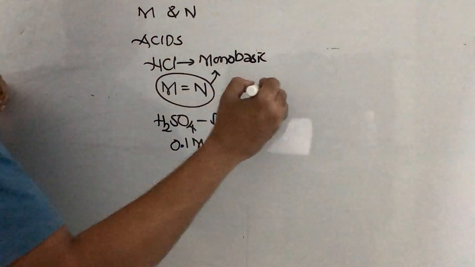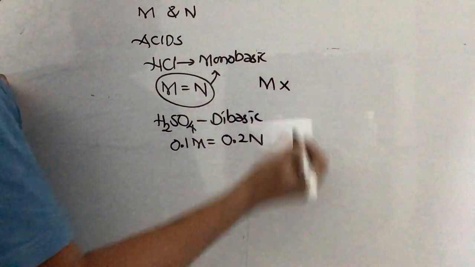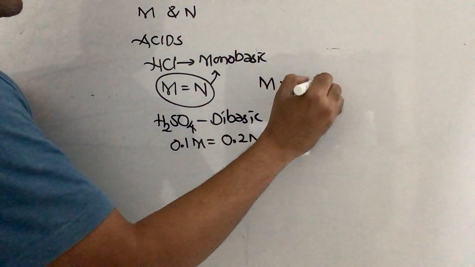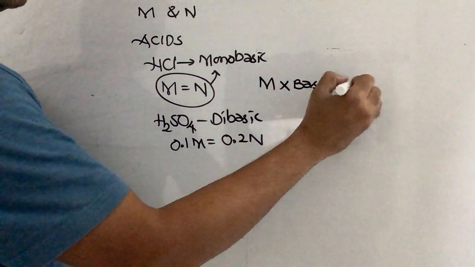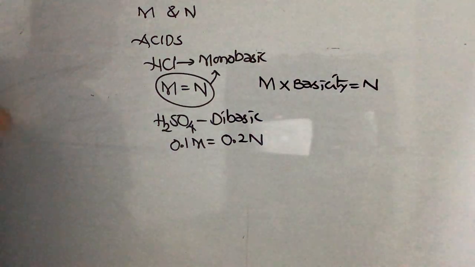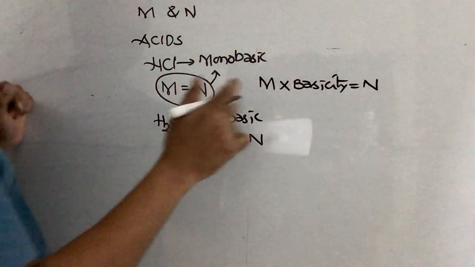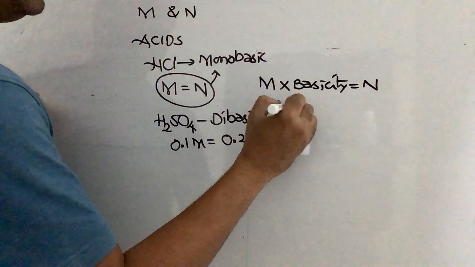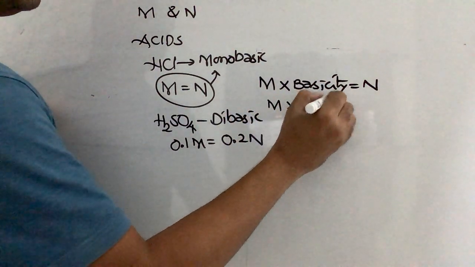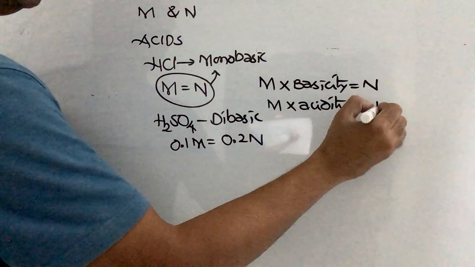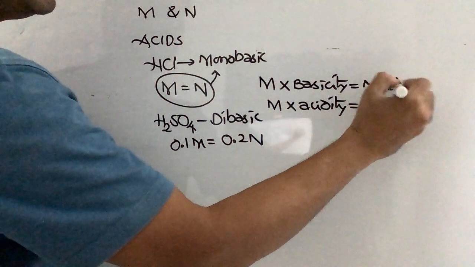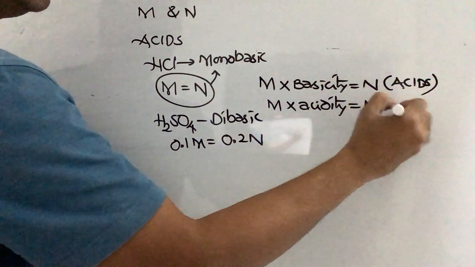That means molarity into basicity is normality. Molarity into basicity is normality for acids. Molarity into acidity is equal to normality for bases. This is for acids. This is for bases.